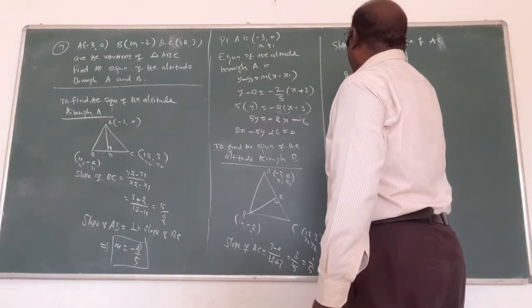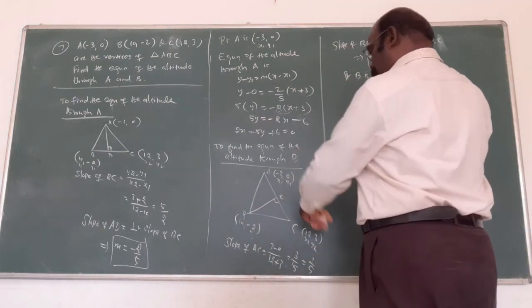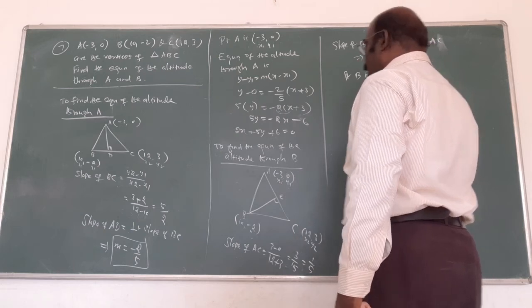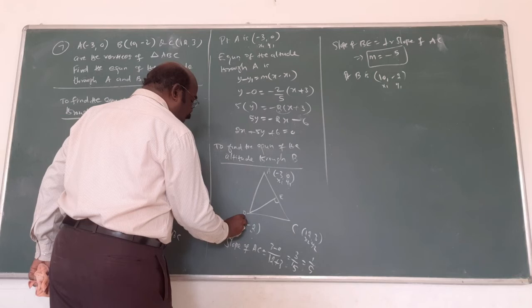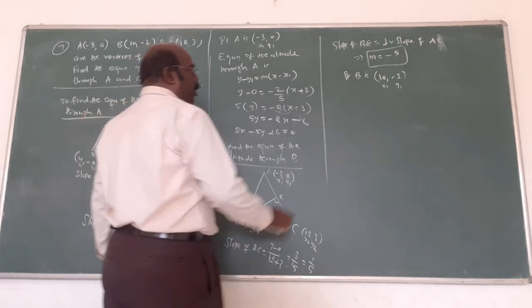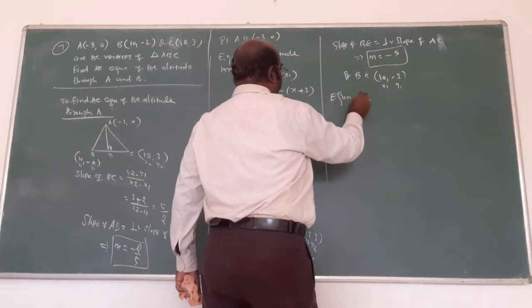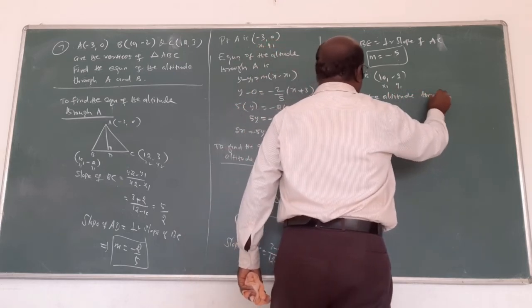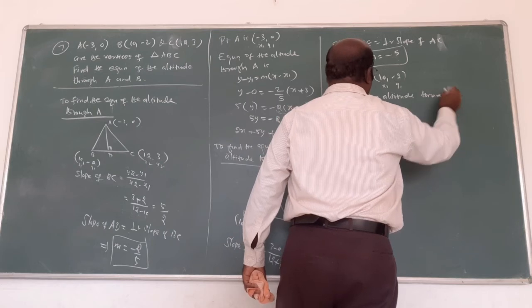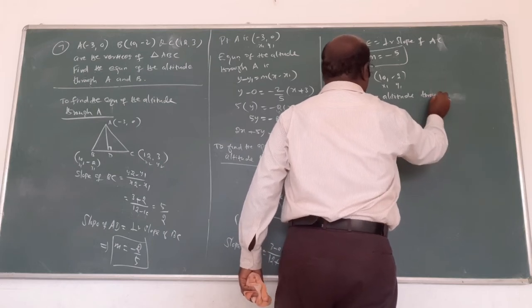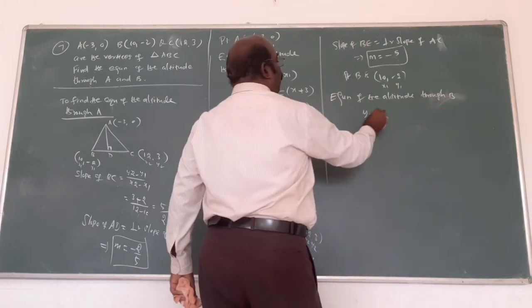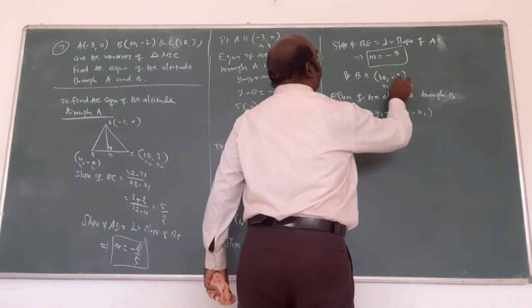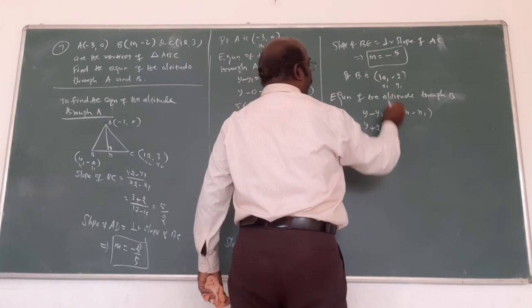And the point is what? The point B is (10, minus 2). That will be x1, y1. Now find the equation of the altitude through B. One point is already found, and m is already found. One point is given: y minus y1 equals m times x minus x1, so y plus 2 equals minus 5 times x minus 10.